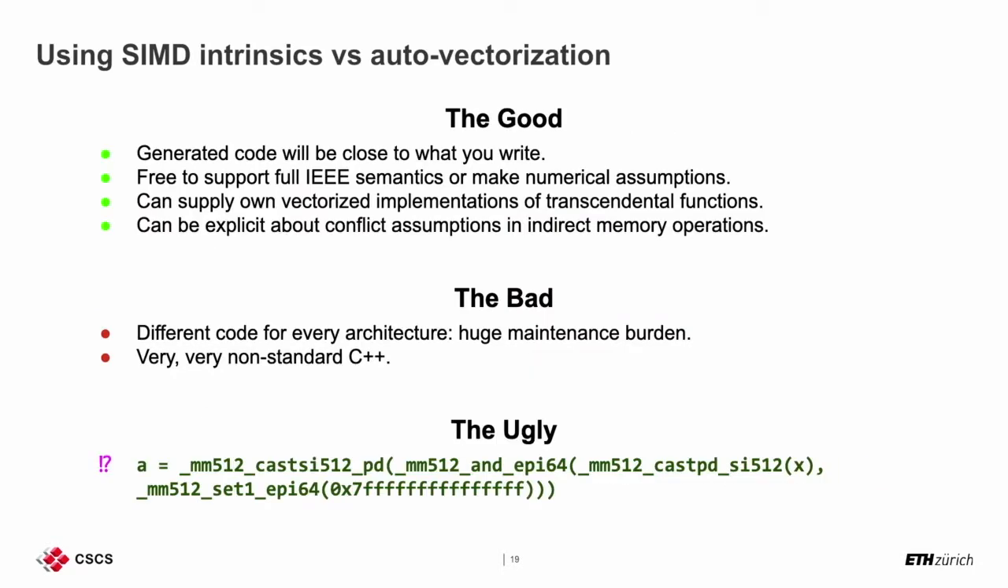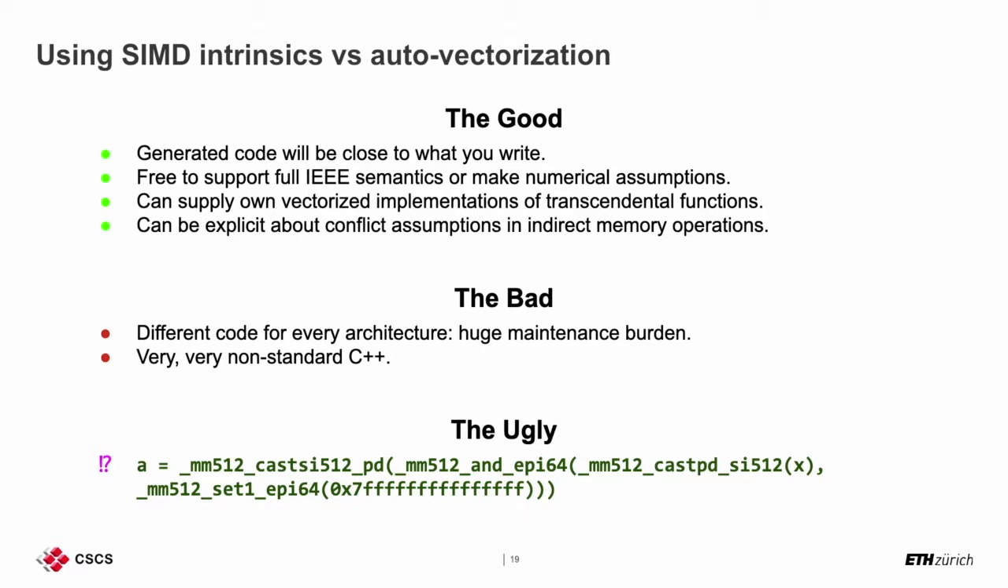So SIMD instructions, intrinsics, they can be good. You'll get code that reflects what you actually write. The number of transformations and sorts of transformations the compiler will do will be very limited. You don't have to use fast math. If you want to write code that deals with not-a-numbers and infinities, well, you can just pick the appropriate intrinsics. That's all good.